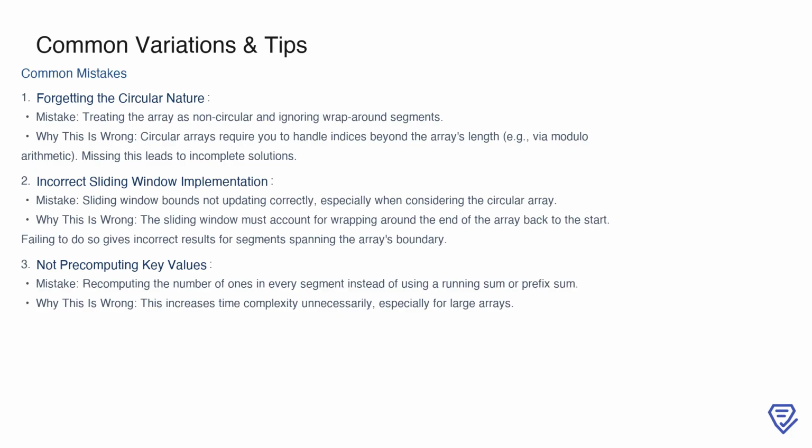Another frequent issue is implementing the sliding window incorrectly. Specifically, failing to update the window bounds properly in a circular context can cause errors, especially when the window needs to span from the end of the array back to the beginning.